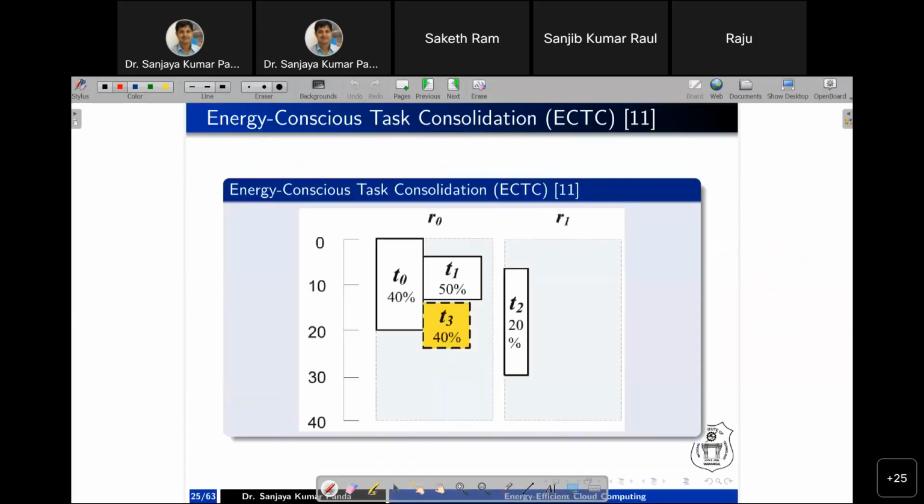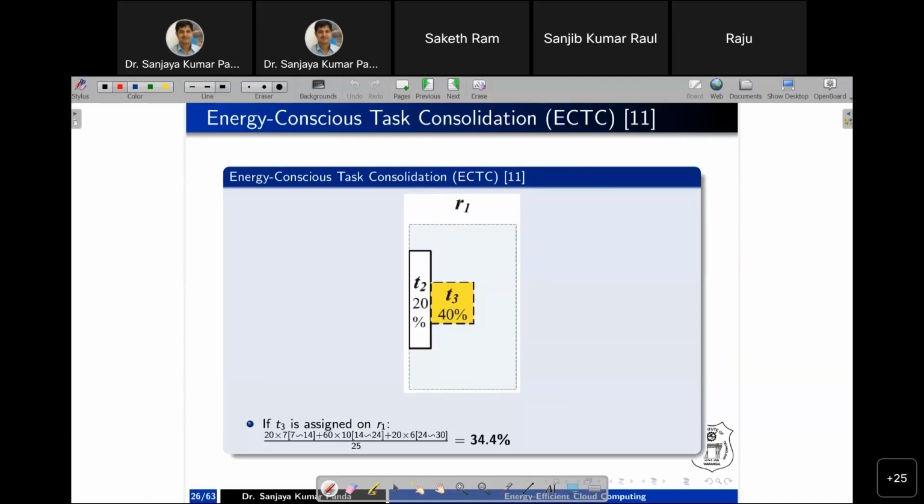Okay. But when you go for another algorithm, they suggest that in order to minimize the number of resources, for example, you have developed an algorithm that takes 3 machines, and you have developed another algorithm that takes only 2 machines. So the third machine you can put in switch-off mode. In that context, T3 needs to be assigned to R0. Because if T3 is assigned to R1, then you can see for this period of time the utilization is 20%. For this period of time, the utilization is 20% plus 40%, so it is 60%. And for this particular period of time, it is again 20%. So on average, it is 34.4%. Right?